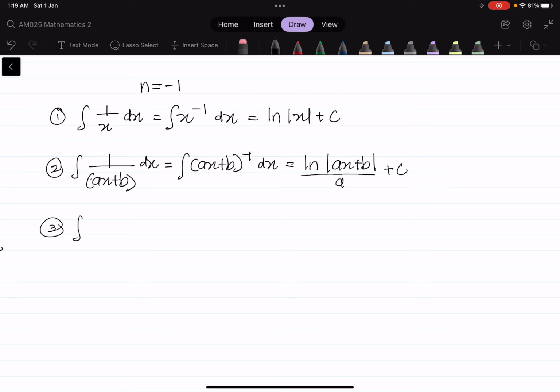And if we have a function in the form of f prime, which is the differentiation of f(x), it means that we have f prime times f(x) to the power of -1. So if this happens, we integrate with respect to x, and we'll get ln f(x).